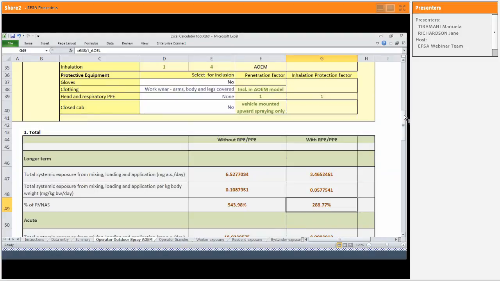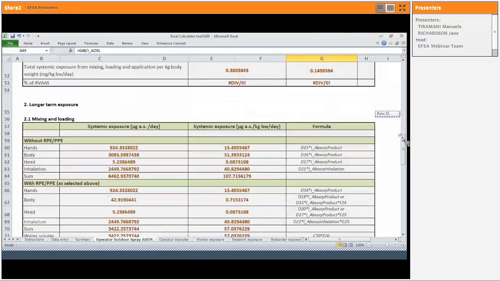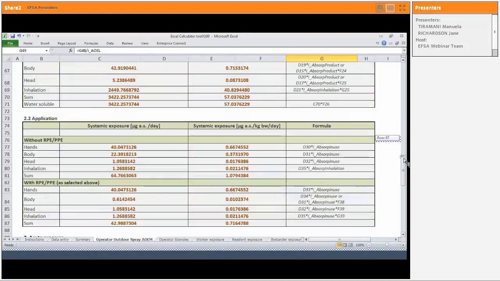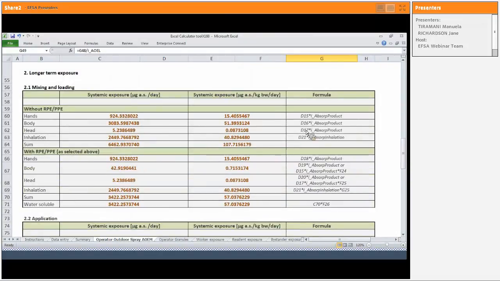So if we want to understand this a little better, we can actually go further down the sheet. Here we can see the mixing and loading exposure, and further down, we can see the application. In fact, we can see here that the systemic exposure for application is quite low. But when we move up and look at the exposure for mixing and loading, we can see that we have some quite high exposure here, particularly for inhalation and the body and the hands.